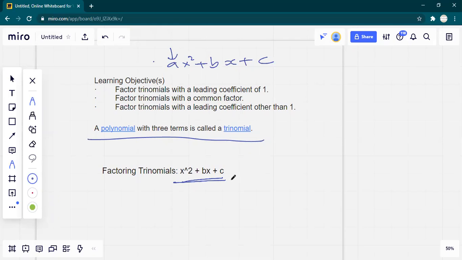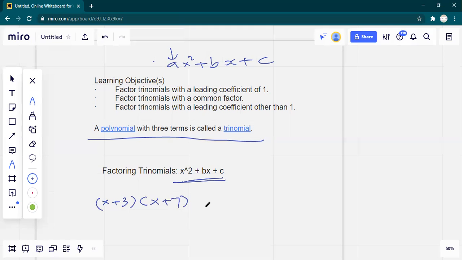Before factoring, let us review some properties of multiplication of two binomials, because if a trinomial can be factored, then it can be represented as a product of two binomials. So let's review that first. For example, x plus 3 multiplied by x plus 7, these two binomials.